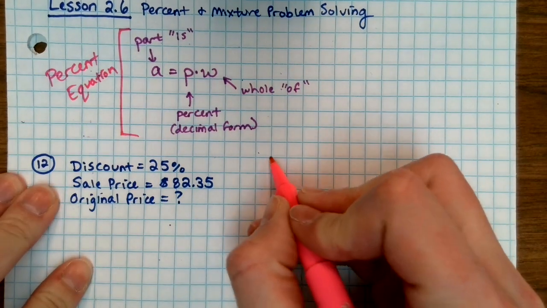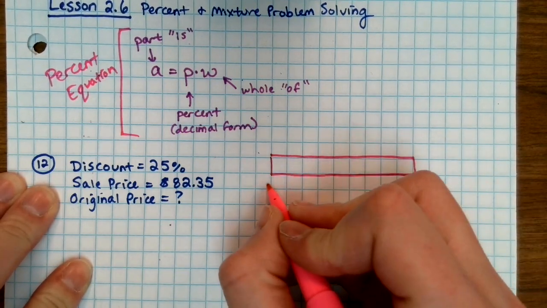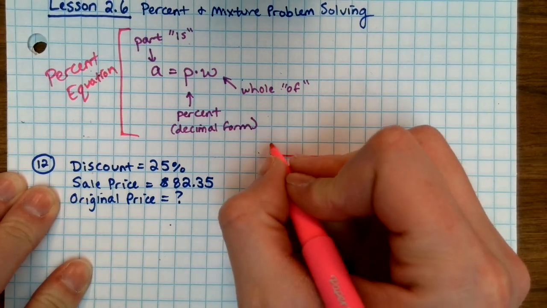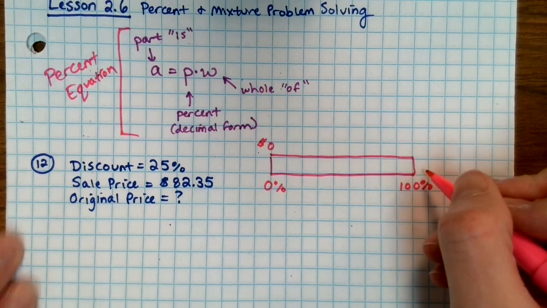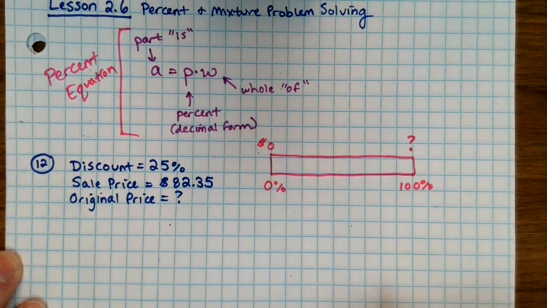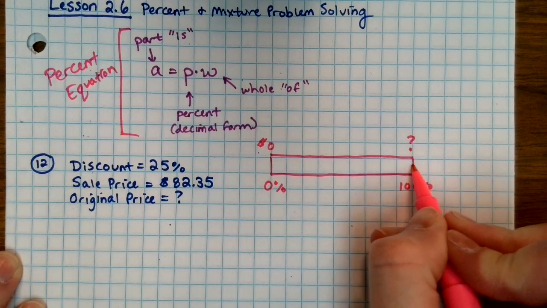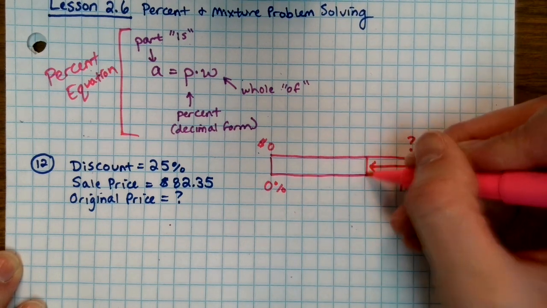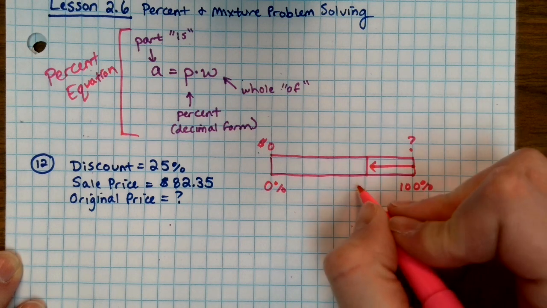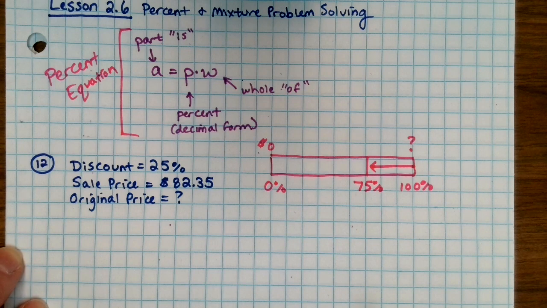So with a bar model, if we sketch this out, on one end we'd have 0%, the other end would be 100%. 0% would mean you're at $0. We don't know what the 100% price is. We don't know what the original price is, so this is our unknown value. We do know that we took off 25% of the price, though. So if we took off 25% of the price, how much are we left with paying? We're left with paying 75% of the original price after that 25% discount.